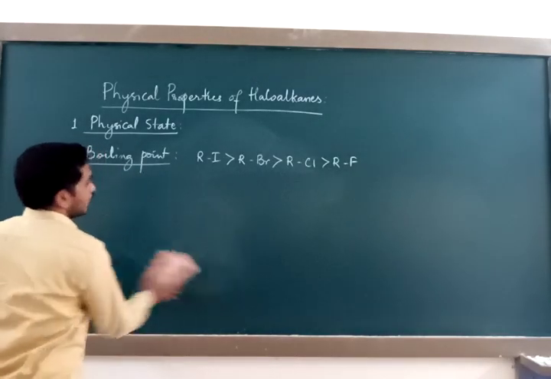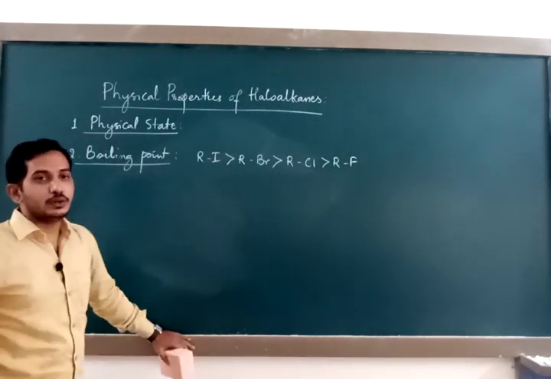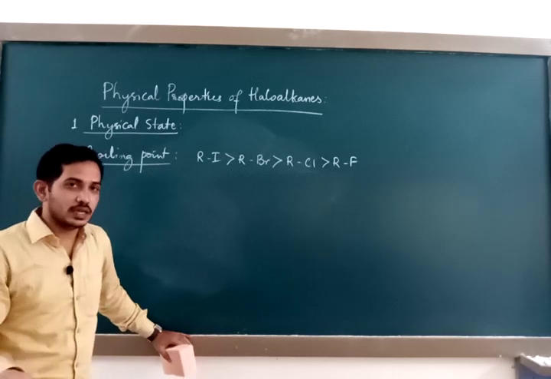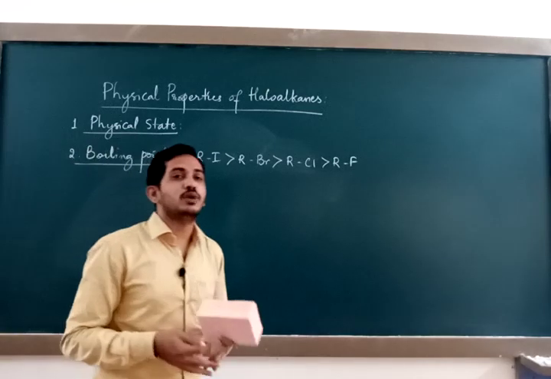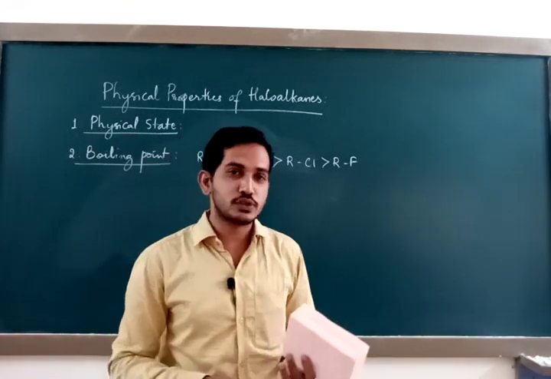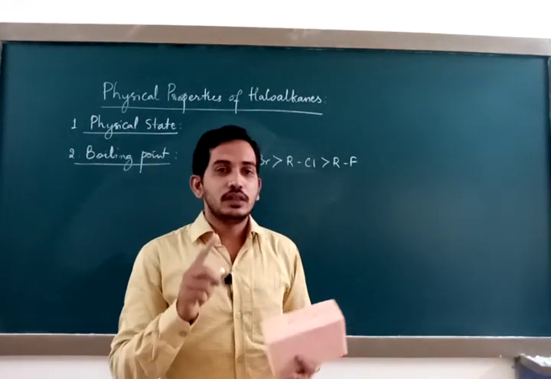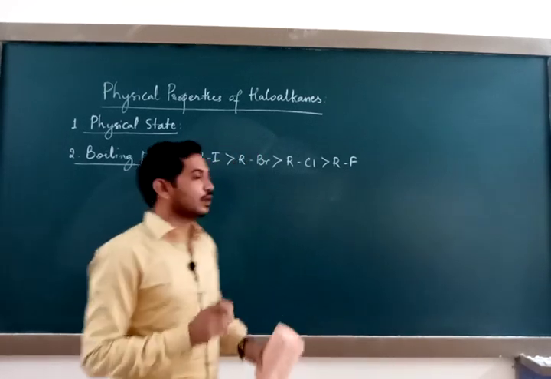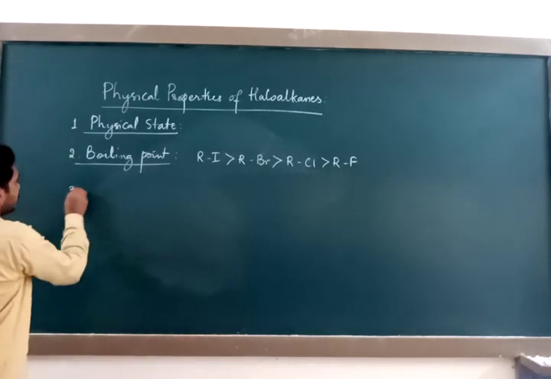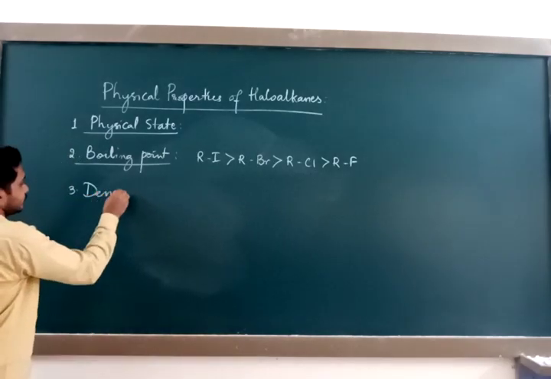If you compare their boiling points with normal hydrocarbons, any alkane with a haloalkane, because they are polar, because they have dipole-dipole interactions, because they have van der Waals force of attraction, therefore the boiling point of haloalkanes will be more than corresponding hydrocarbons. The third property is density.